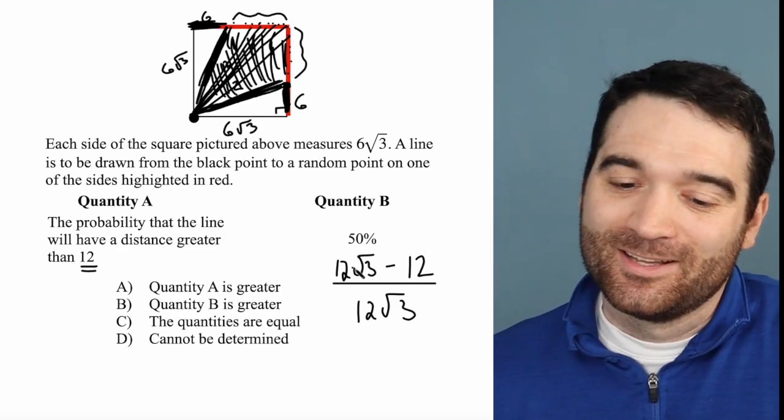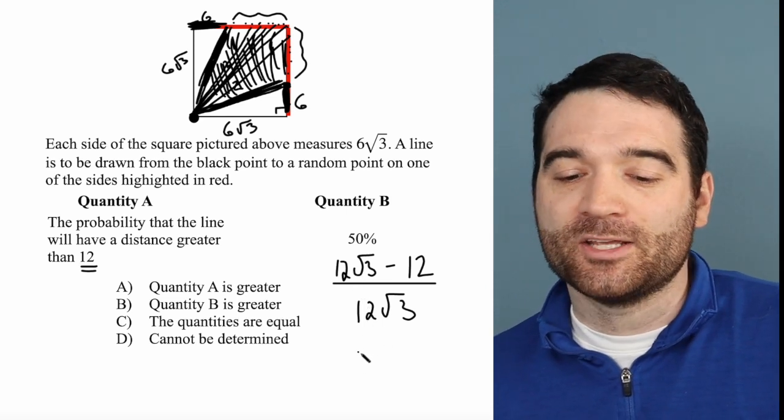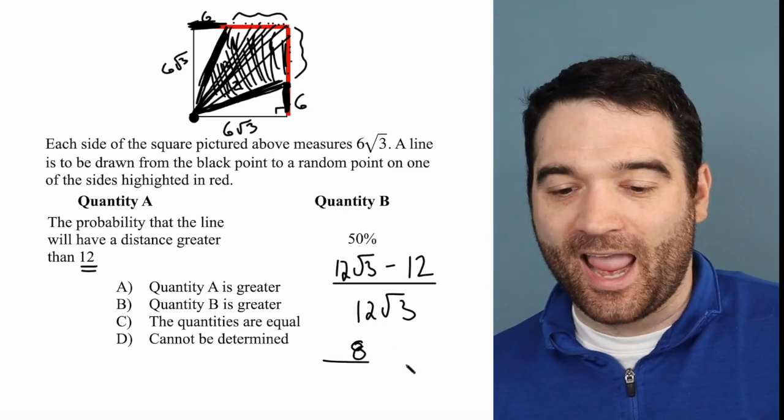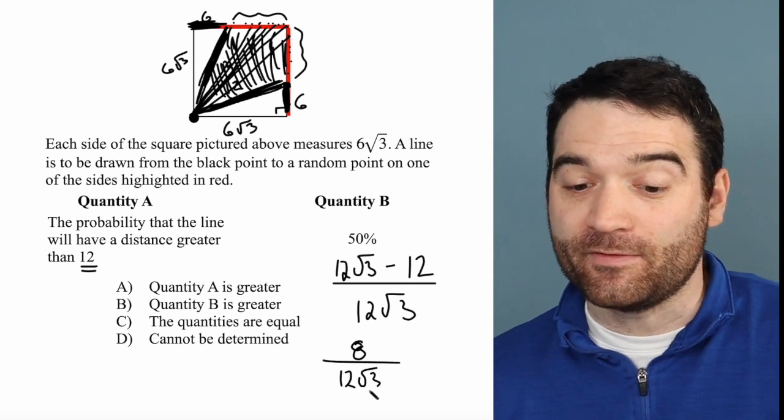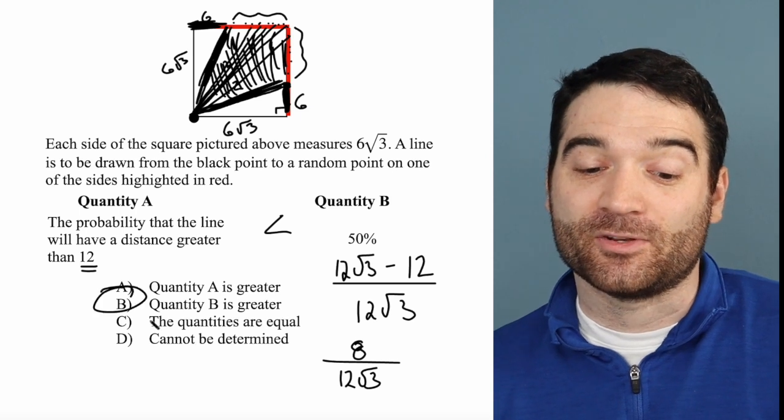Okay, well, 12 root 3, if you use your calculator, is somewhere around 20. 20 minus 12 is 8, right? 8 divided by 12 root 3, if you use your calculator for that, is in fact less than 50%. The correct answer here is B.